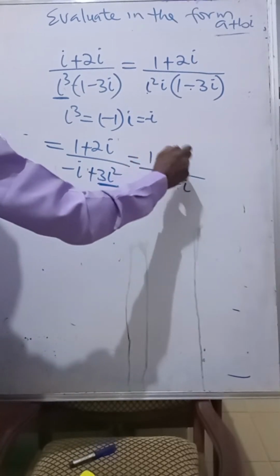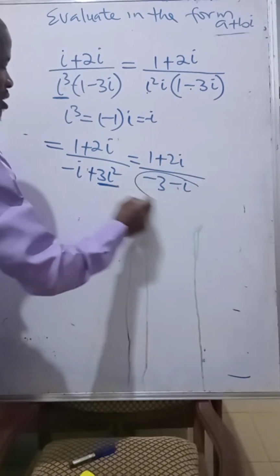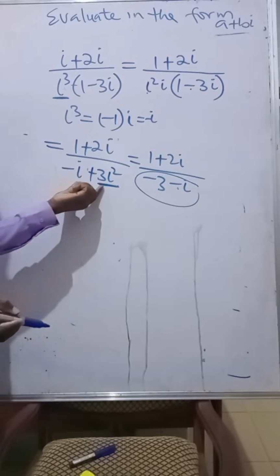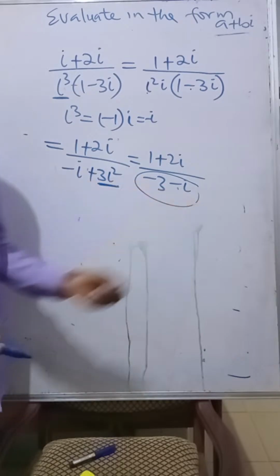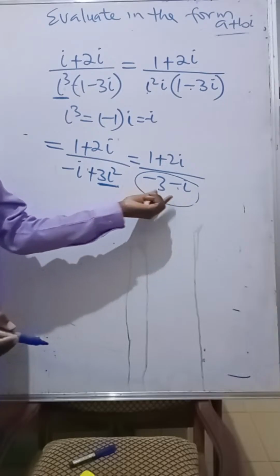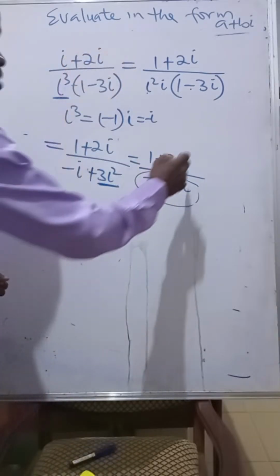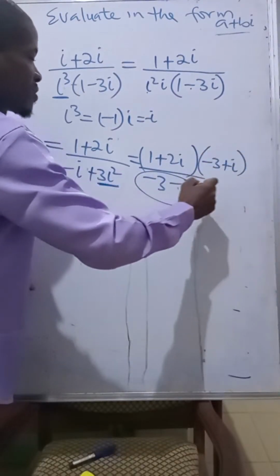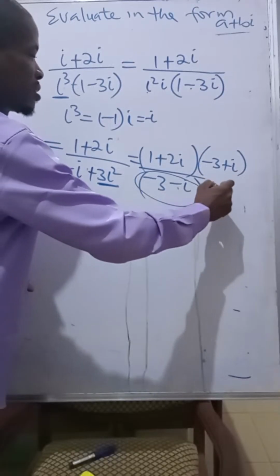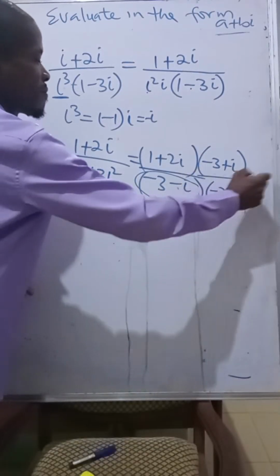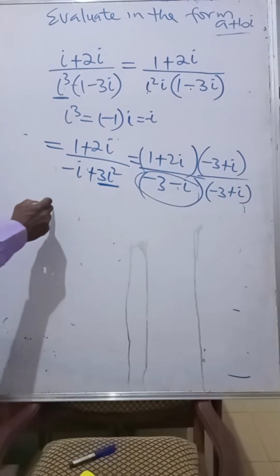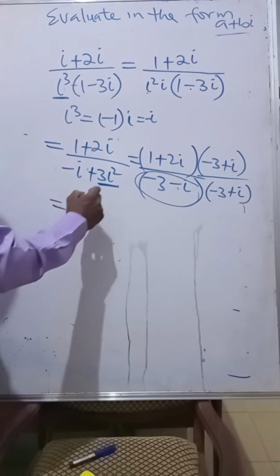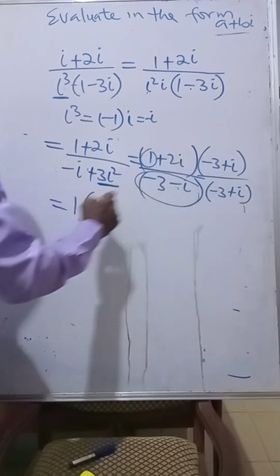What I did there is just to have the real part first before the imaginary part. So use the conjugate of this one to multiply the top and the bottom. And that will be equal to minus 3 minus i times minus 3 plus i. Okay? And then you can now do the expansion. That will be 1 times this first one times the brackets.